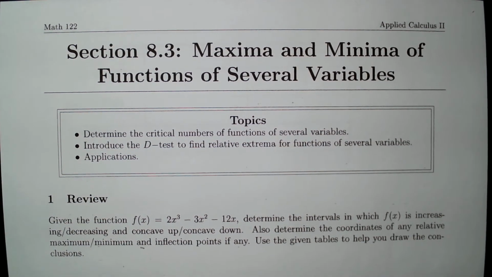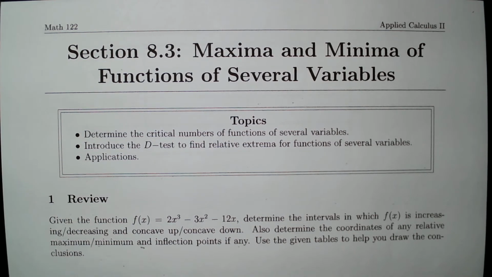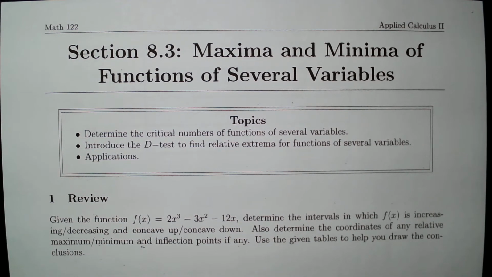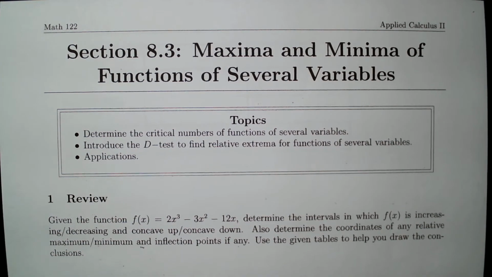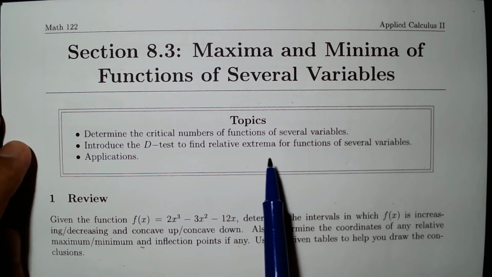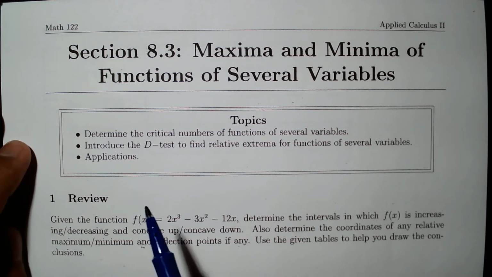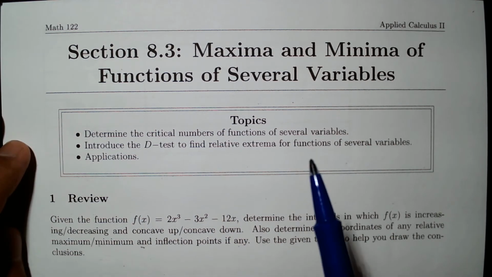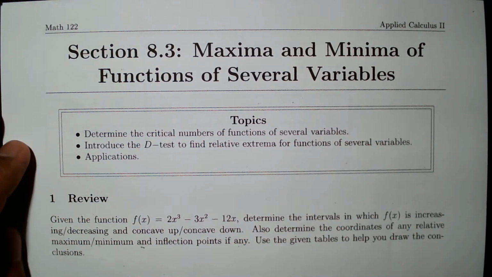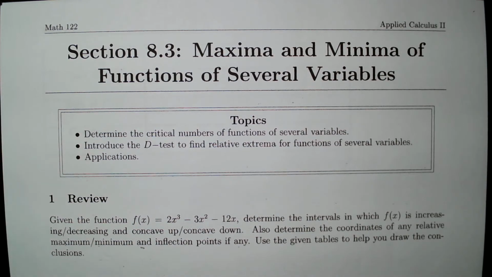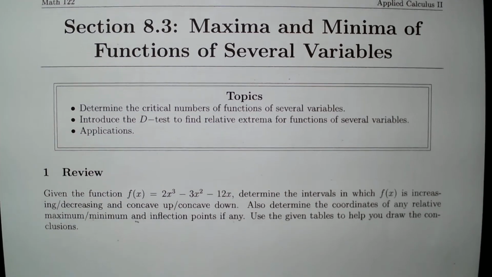Alright, so in this video we go over section 8.3, maxima and minima of functions of several variables, in which we are going to determine critical numbers and then introduce the test that we will use to determine whether we are going to have a relative extrema, such as a max, min, or saddle point, which we will describe later in the section.